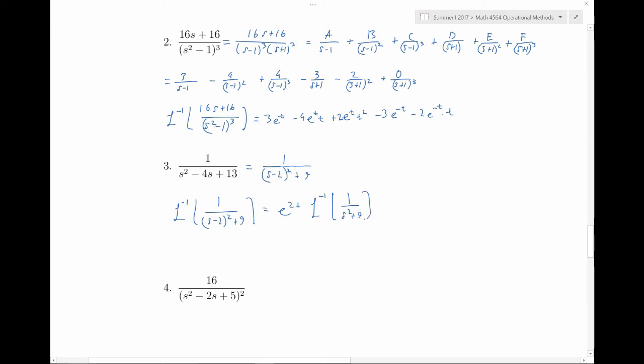What is missing here is 3 on the top, and I'm gonna rewrite it as 1/3 outside and 3 inside the inverse Laplace transform. And we know that this kind of Laplace transform comes from a function sine. So this is going to be 1/3 e to the 2t times sine of 3t.